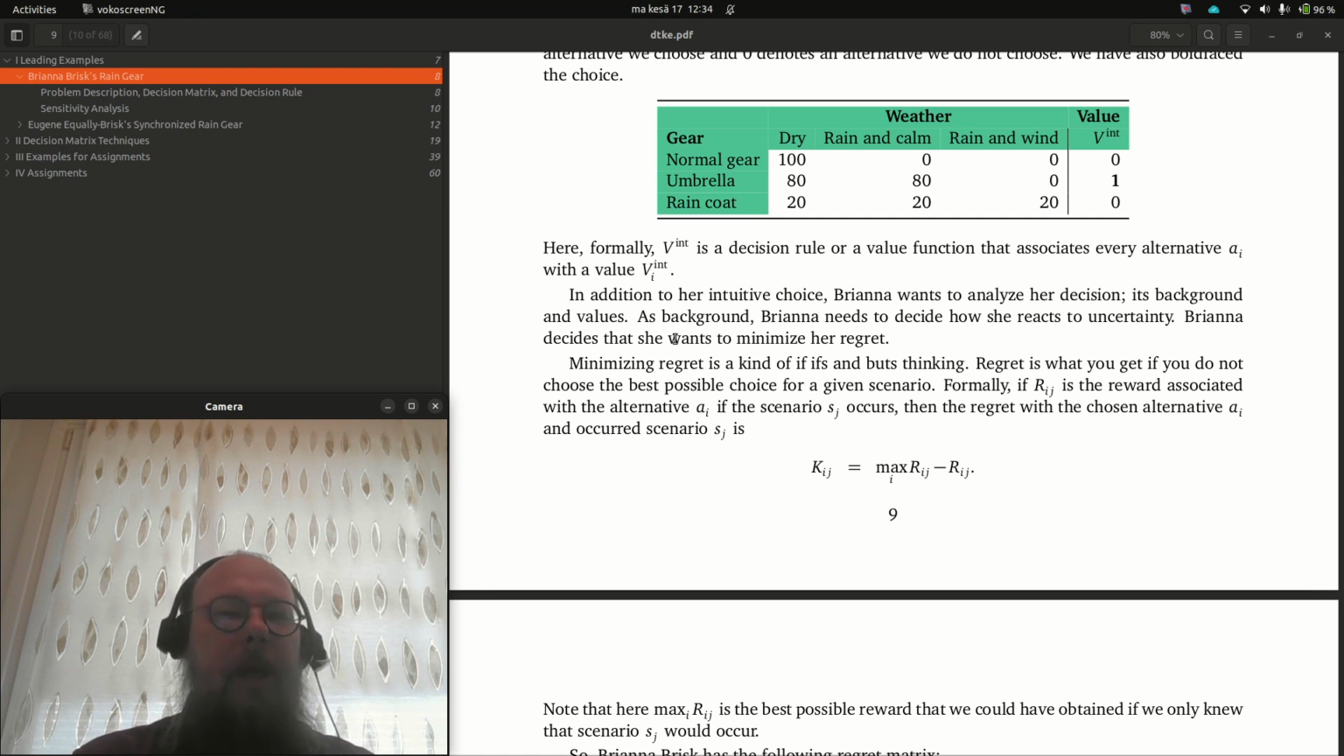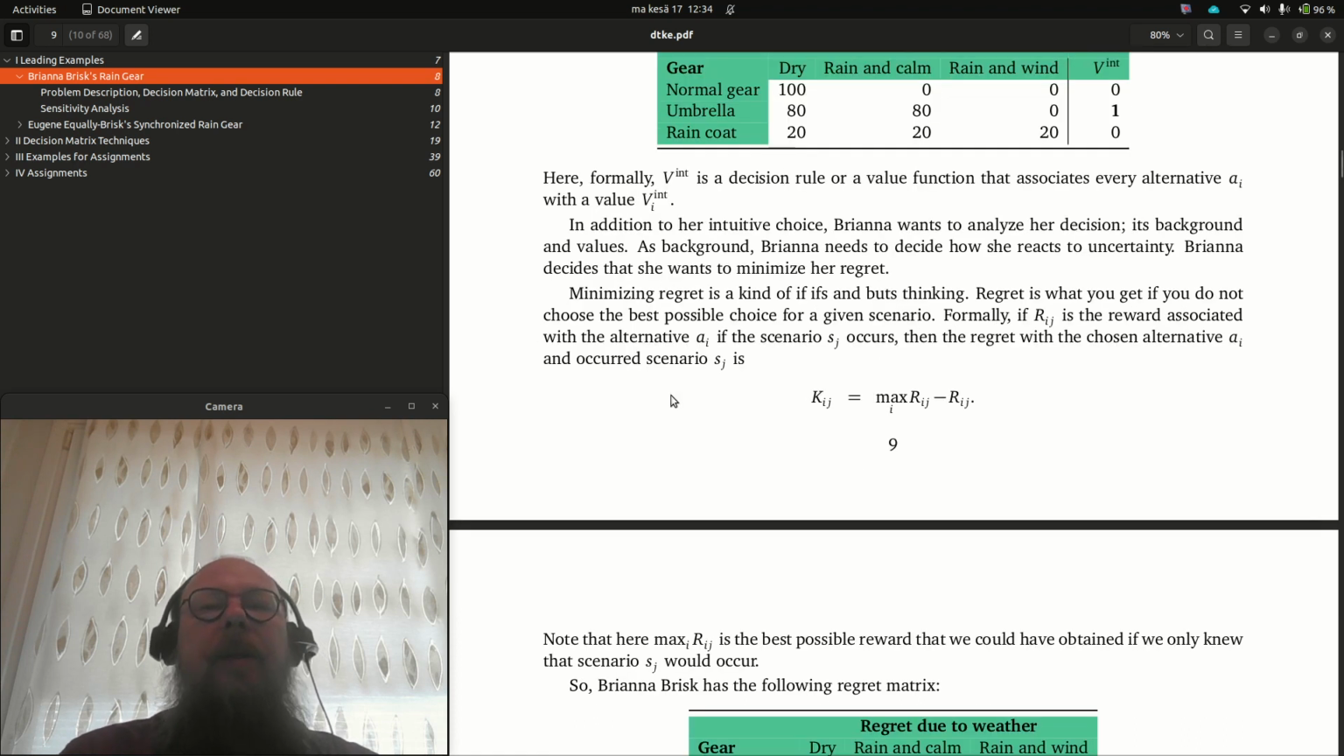You have to decide, again, this is not something that you calculate, this is not a mathematical problem. You have to decide how to react to uncertainty. So the uncertainty here are the columns. And Brianna decides, so this really decides, it's not calculations, anything like that, but the decision, she wants to minimize her regret. And what is this minimizing the regret?